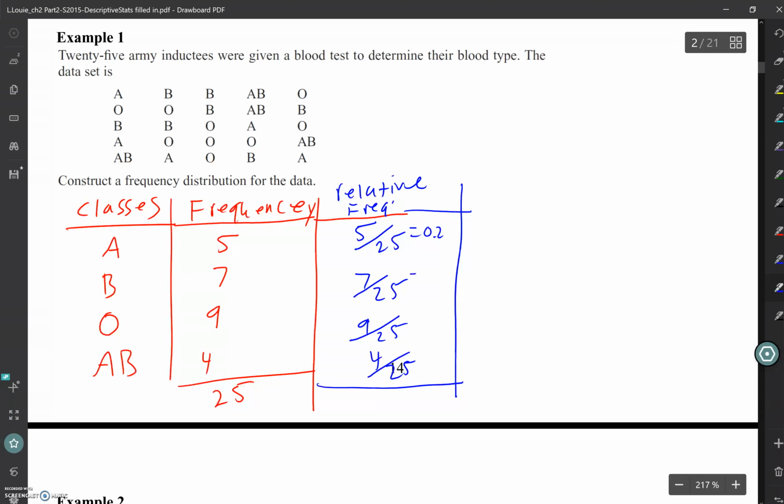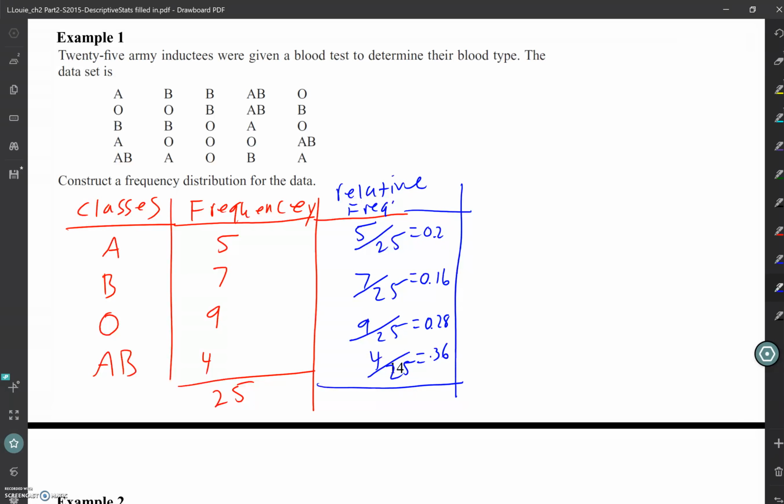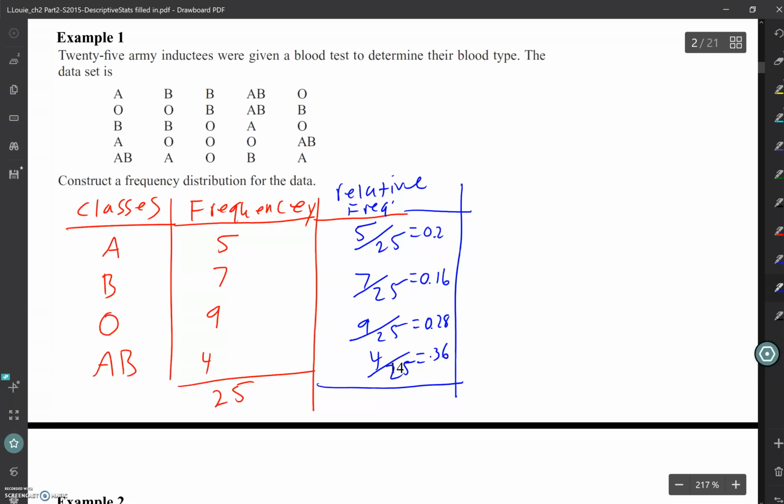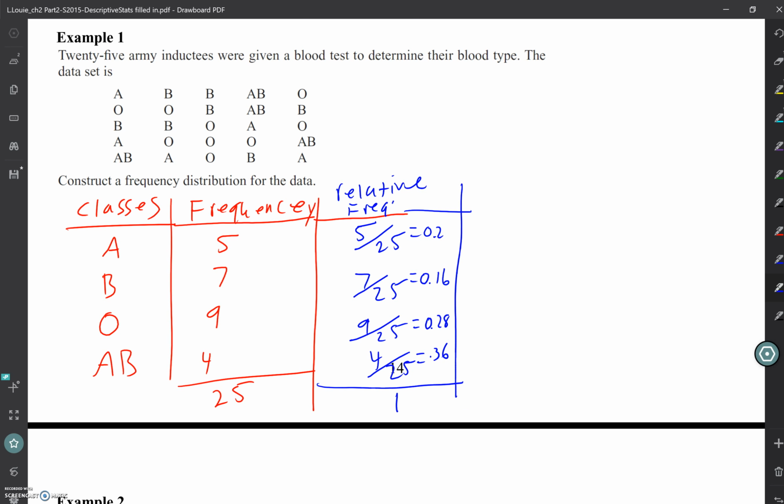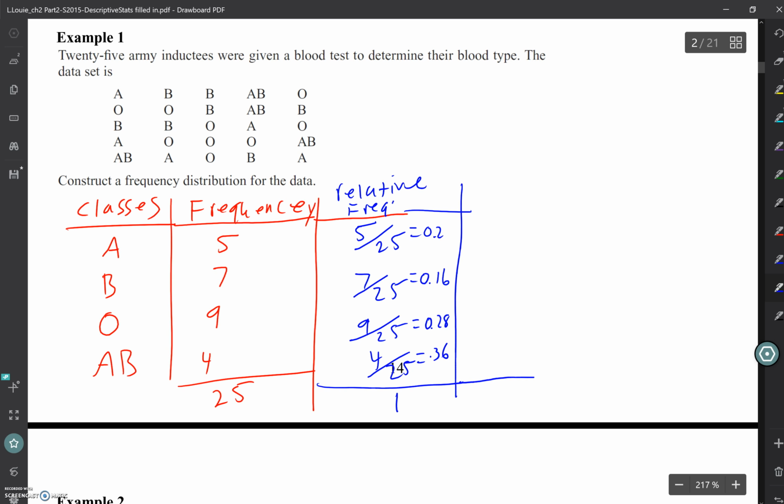0.2. How about 7 divided by 25? All right, and 9, and 4. Due to rounding, it might not work exactly, but it should add up to 1 most of the time. If you're off by a little bit and you get 0.999 or something like that, or even 1.01, it's just because you have to round somewhere. If you don't have to round, they should come out to exactly 1. So it shouldn't be too bad.